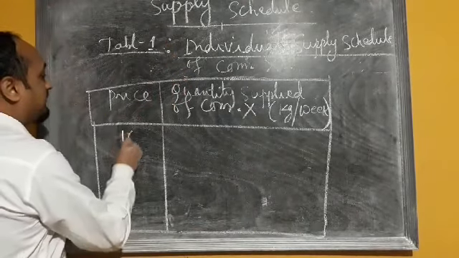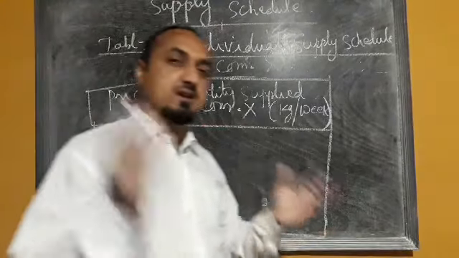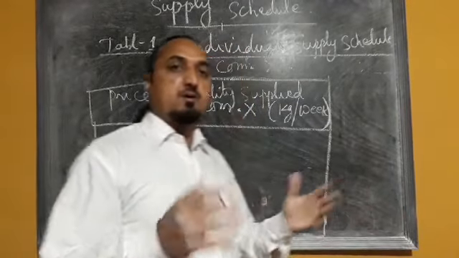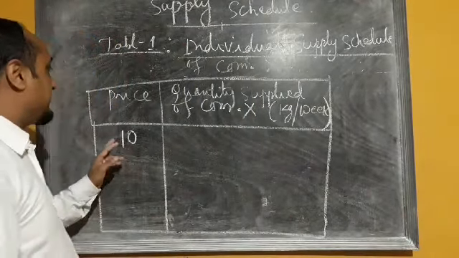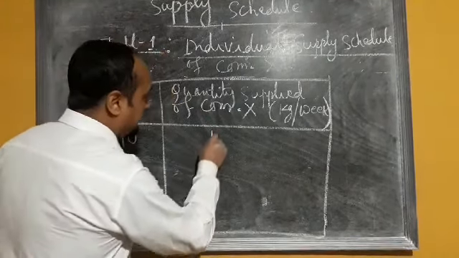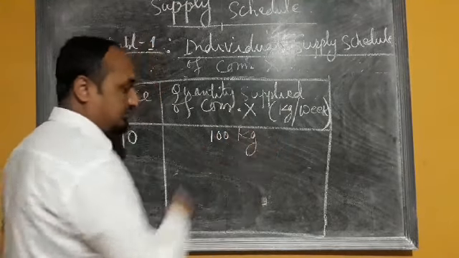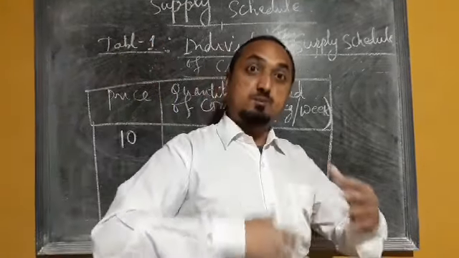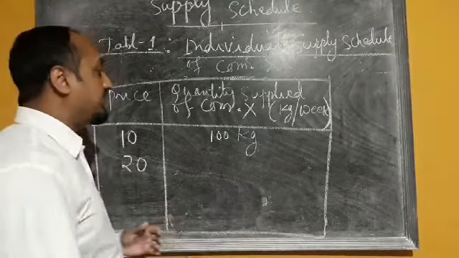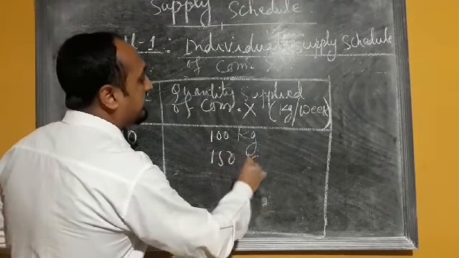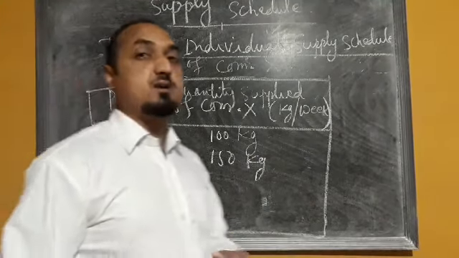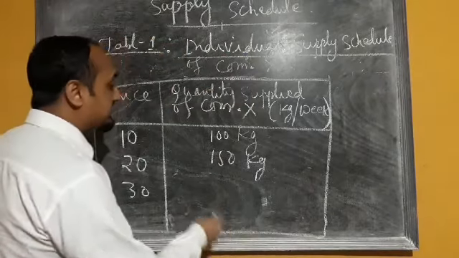So when the price of commodity X is rupees 10, it can be any commodity, any item. It may be rice, apple, wheat, vegetables, whatever. If the price is 10 rupees, the quantity supplied by the individual producer is, suppose, 100 kg. When price is 10 rupees, quantity supplied is 100 kg. When the price increases from 10 to 20, suppose quantity supplied increases from 100 to 150 kg.